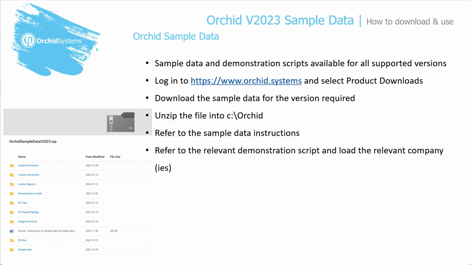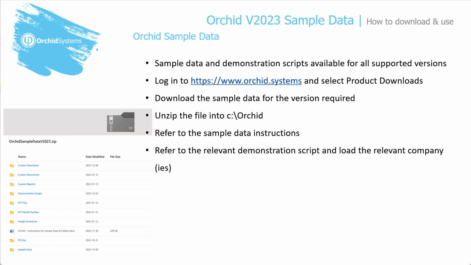Thanks, Steve. In the next few minutes, I'm going to show you how to download version 2023 sample data and how you can go about using it for the demos that you need. The sample data and demonstration scripts are available on orchid.systems for all supported versions of Sage 300. Once you log into our website, you select Product Downloads and download the sample data for the versions required. This is a zip file that you will then unzip, and you will have a number of folders.